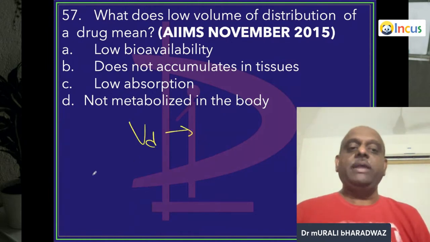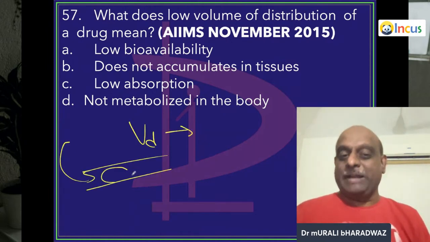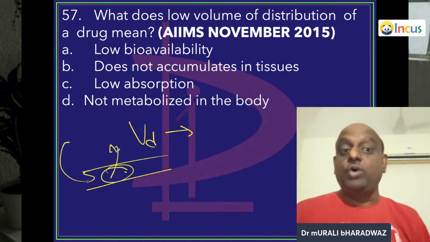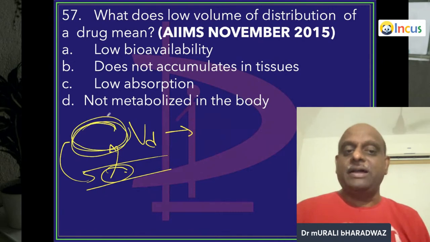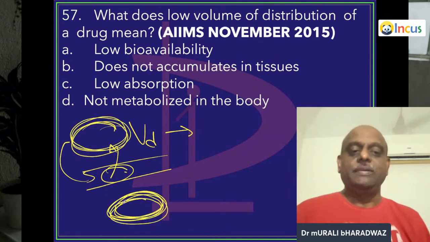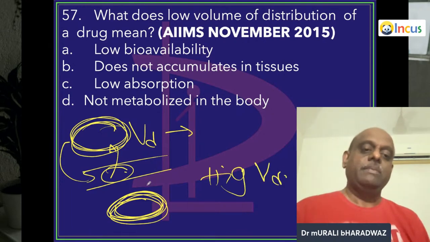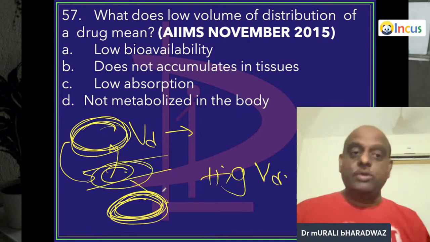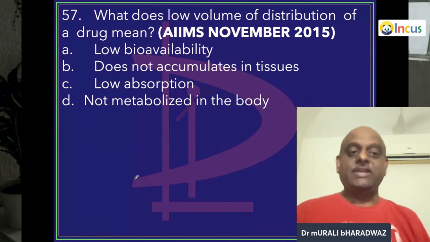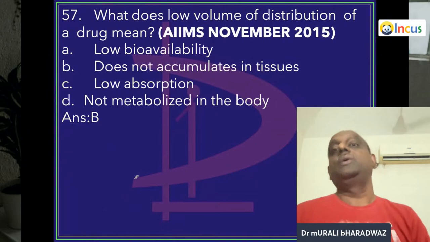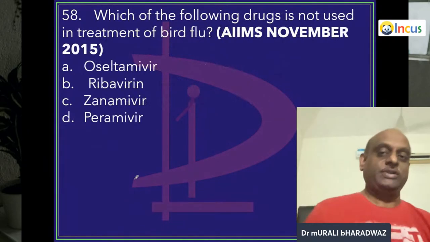Volume of distribution means once you push a drug into the plasma, if it has high lipid solubility, it will move out of plasma and bind with the surrounding tissues. Then you call it high volume of distribution. But if it remains in plasma without going out into the tissues and does not accumulate in tissues, then you call it low volume of distribution.